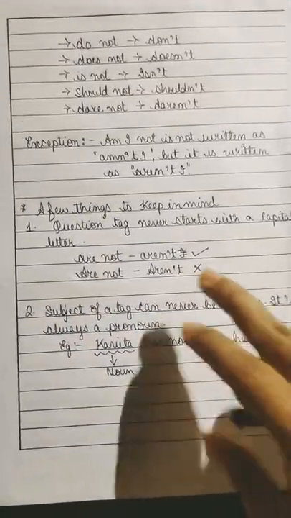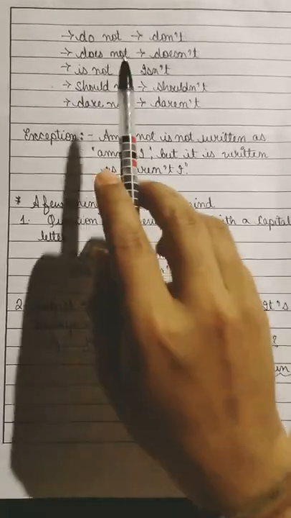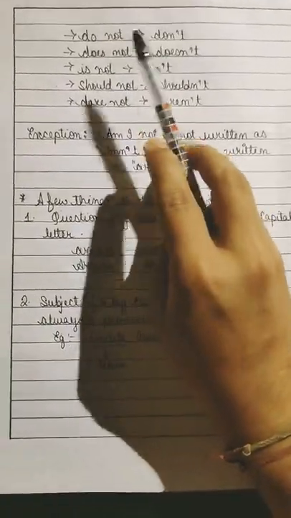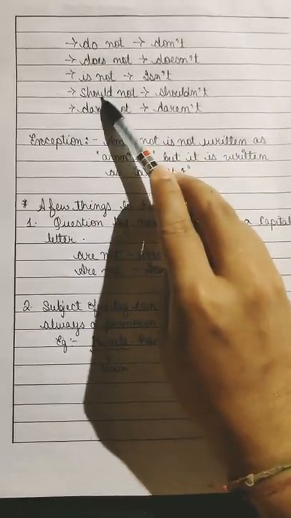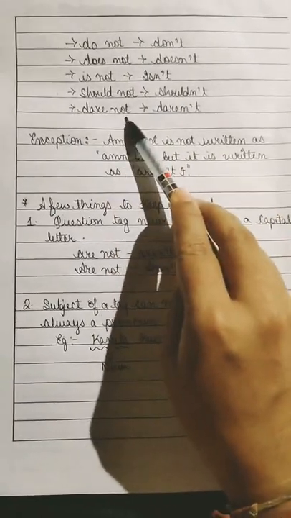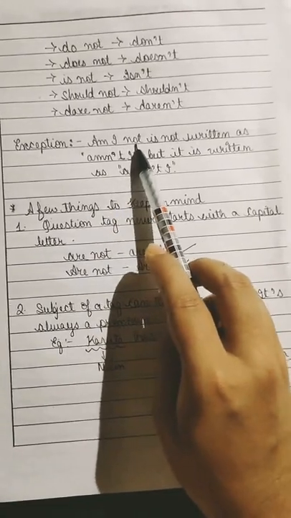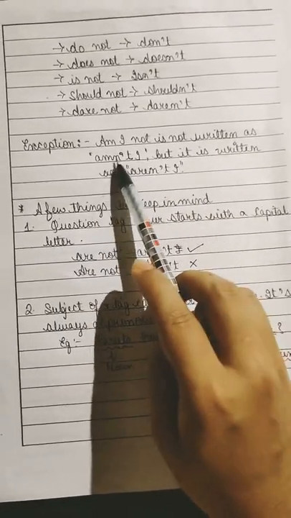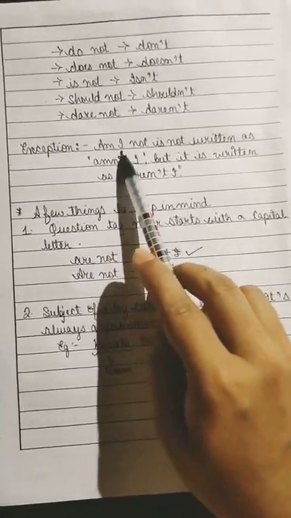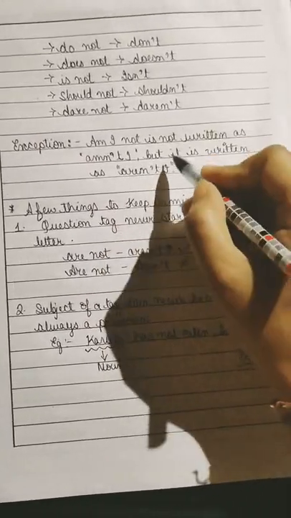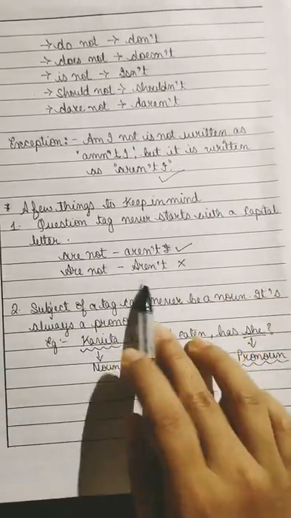Now there are some contractions. Let me talk about those contracted forms. Do not will turn into don't, does not will turn into doesn't, is not will turn into isn't, should not will turn into shouldn't, dare not will turn into daren't. But there is an exception. Am I not is not written as amn't I. No, it is written as aren't I. Am I not is written as aren't I. Remember this.